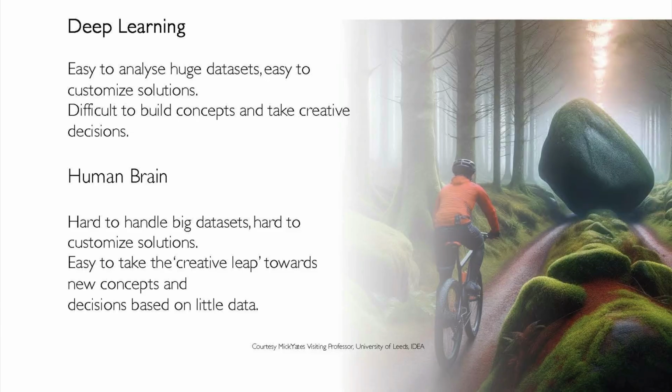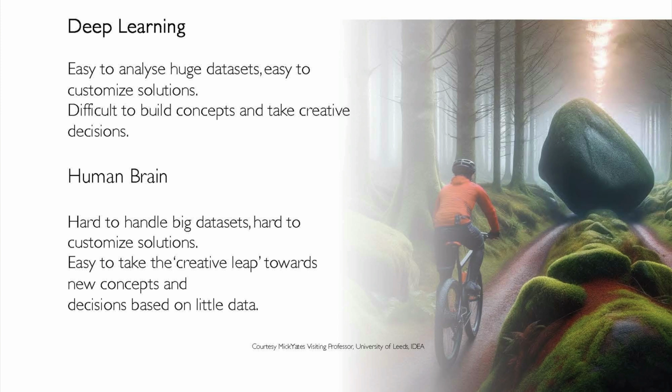So deep learning is interesting in that it's easy to analyze huge data sets. Right? Huge data sets. Think back to that 1 minute. How much data is being generated? There's no way a group of people, a human mind, can even begin to process that. And that's the biggest step that AI has over humans. The amount of information that can be processed. But it's difficult to build concepts and take creative decisions. Just as well, mathematically this all relates, and I can predict what the next thing is based on the mathematics.